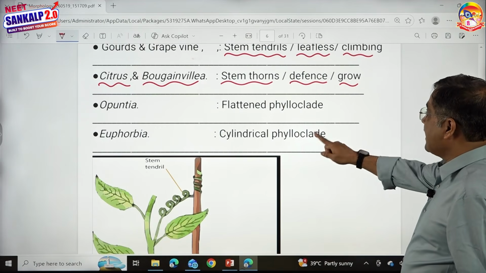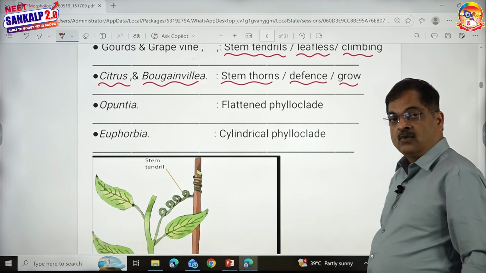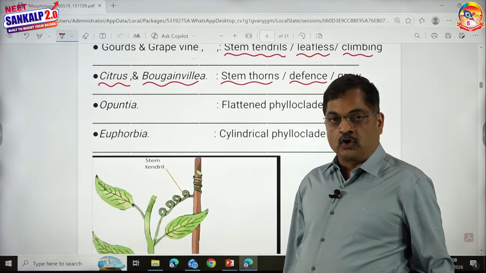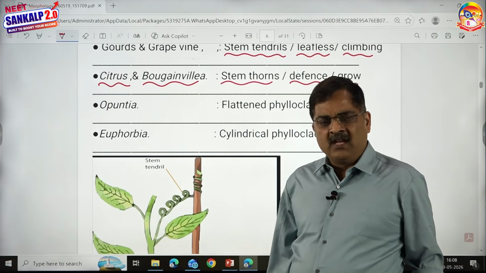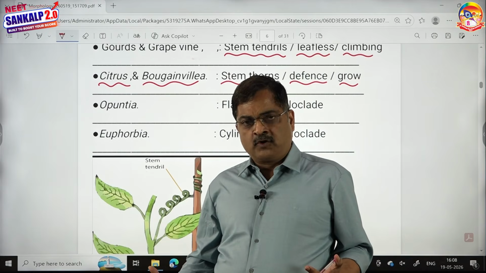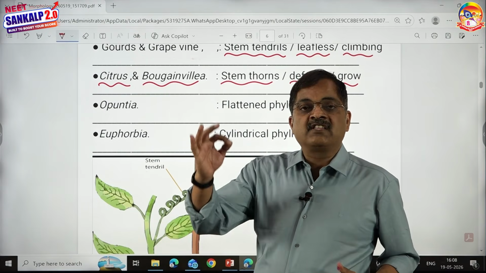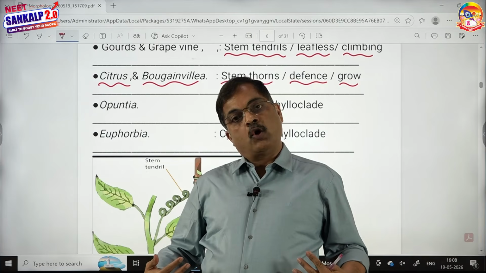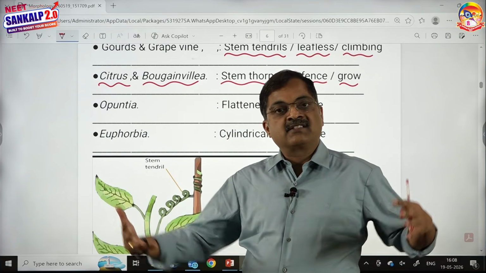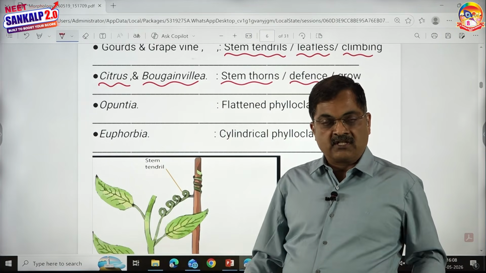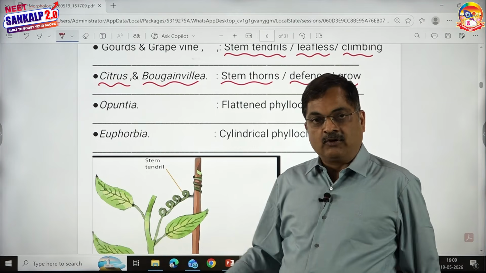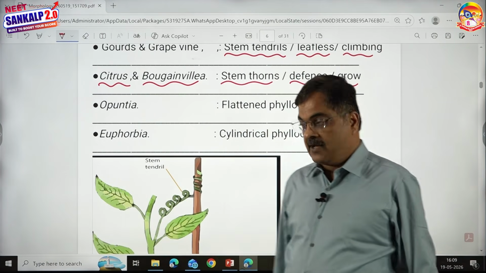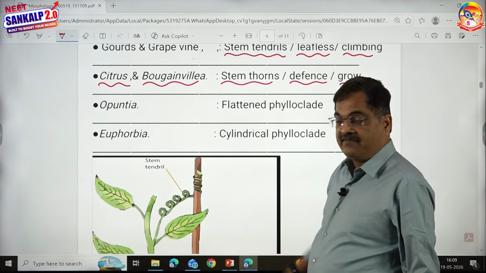Opuntia is an example of a flattened phylloclade. What is a phylloclade? It's a flat green stem performing photosynthesis. You may ask me why the stem has to perform photosynthesis. Because leaves are reduced to spines, somebody should take over the job of leaves. The stem says, I will do the job of photosynthesis. It becomes flat and succulent in Opuntia. It becomes long and cylindrical in Euphorbia. So these are the two examples of phylloclades.